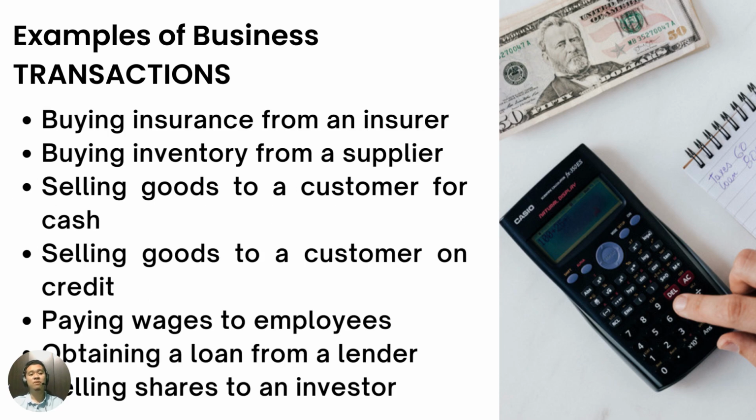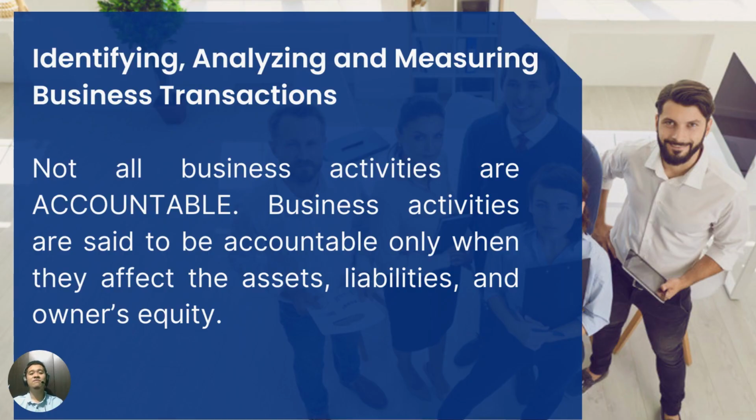Other examples of business transactions are buying insurance from an insurer, buying inventory from a supplier, selling goods to a customer for cash, or selling goods to a customer on credit, that is accounts receivable. Paying wages to employees is also a business transaction. Obtaining a loan from a lender is also a business transaction, and selling shares to an investor is also a business transaction.